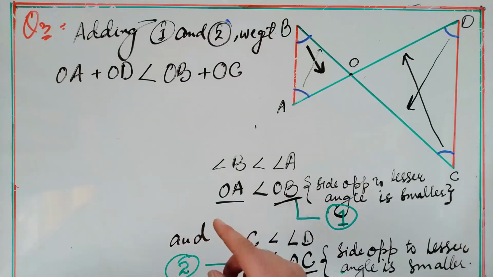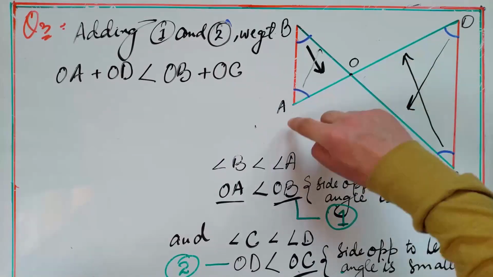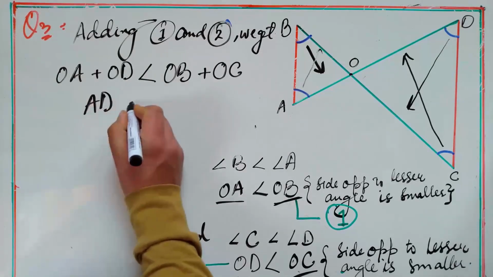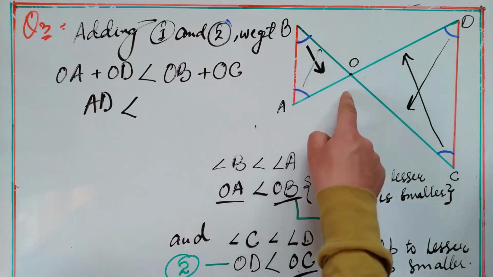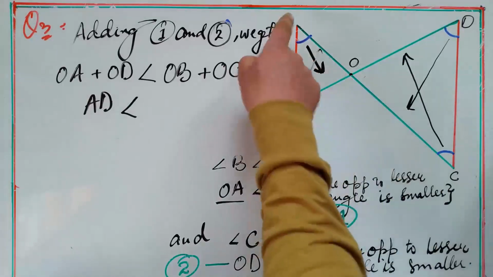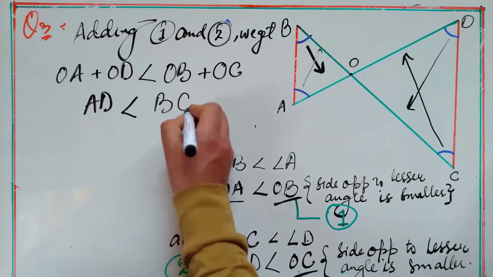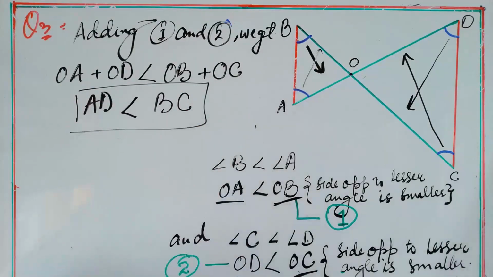Let's have a look at these two sides and see what OA and OD when combined together give us. OA is this much, OD is this much, and when I add them, I will get this side AD. So I can write down AD is lesser than, when I add OB and OC, I will get this side, which is BC. And this is what we had to prove, that AD is smaller than BC. Hopefully you understood this. Thank you.